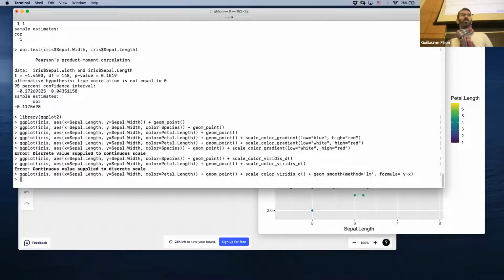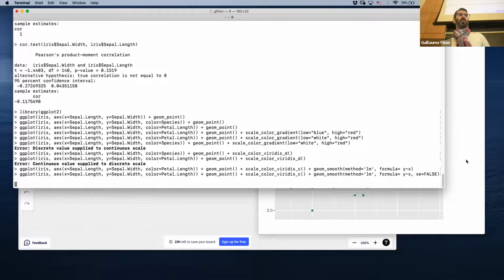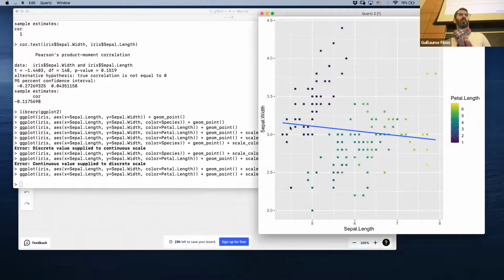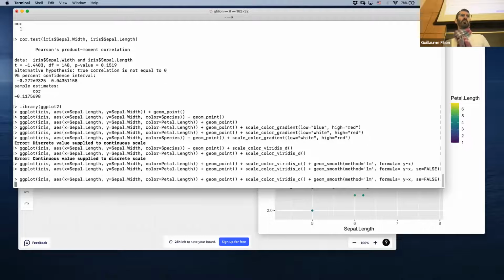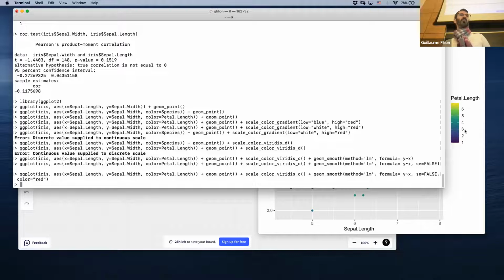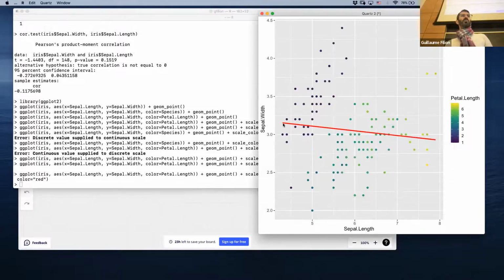And if we don't want this beautiful confidence cone, the way we do it is that we say se equals FALSE. Just saying that se is false, it plots the line again, but this time just the blue line here. And if you want another color because you don't like the blue, you think it doesn't match very much with your beautiful background, you can put a much more beautiful red or something like this.